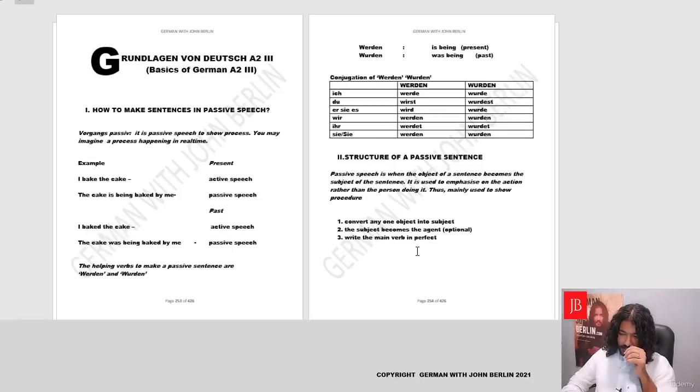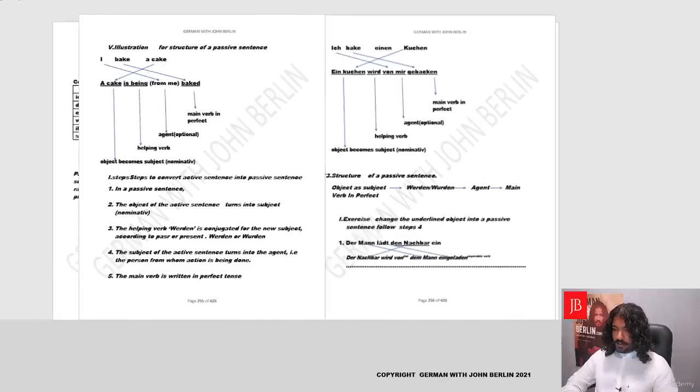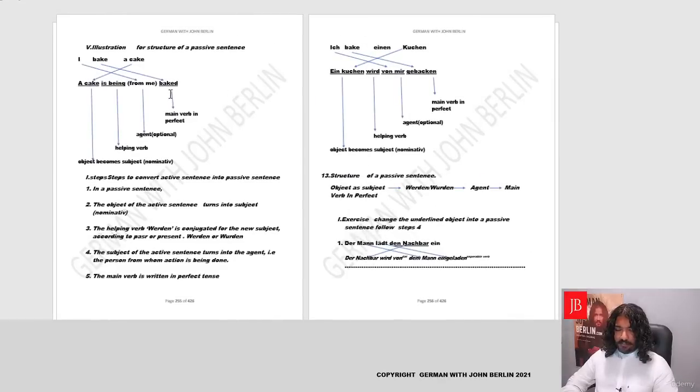Then write the main verb in perfect, and the main verb bake has been written in perfect, baked. So all three points could be seen here. We converted the object, the cake, into the subject. That's here, the cake is being baked. We changed the subject of the active speech into the agent in the passive speech, and we changed the main verb bake into perfect, baked. So we'll have a look at a little diagram to understand it better.